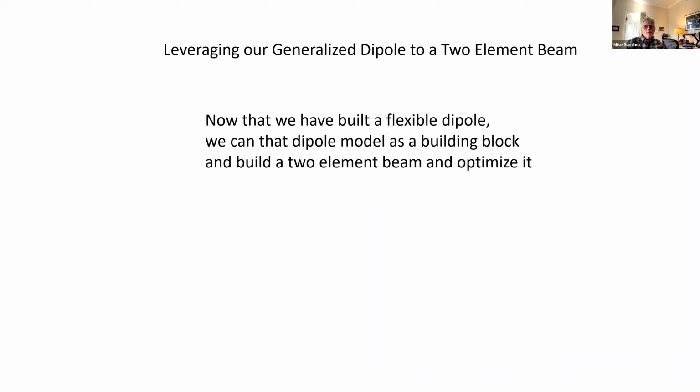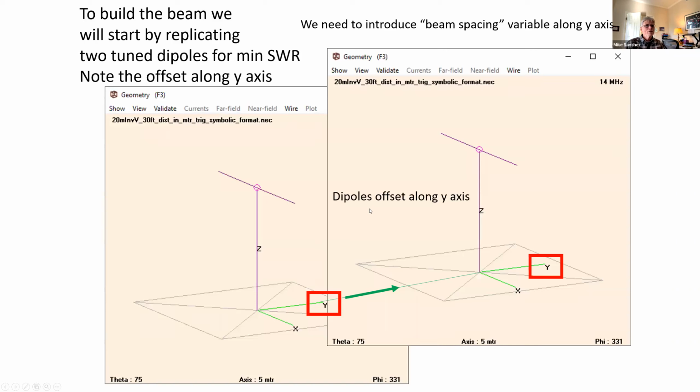Okay, now let's see. We built this single element dipole in a very flexible way. So let's make another common antenna, which is a beam. And then let's see if we can make it work better than the dipole with all of the tools we have.